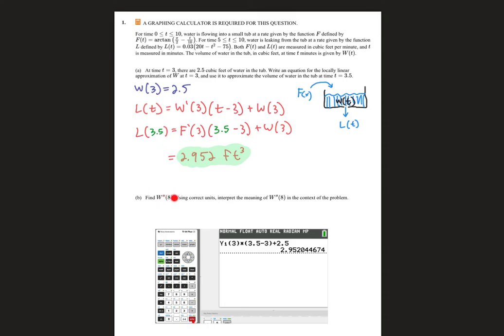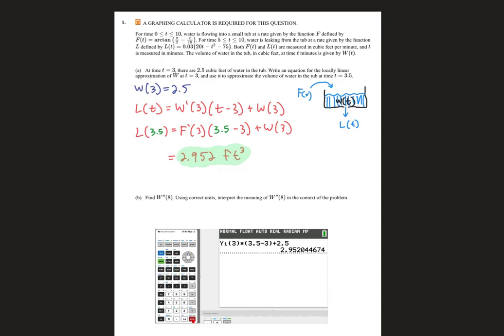Now they talk about how they want us to find the second derivative of W. And now they want us to find it at 8, so a different x value, and that actually matters. The fact that the first one was at t equals 3, there are different things going on at 8 than there were at 3, so we'll see in a second. So they say, using correct units, interpret the meaning of the second derivative of w at 8 in the context of this problem. So we'll find the second derivative of w at 8 and then interpret its meaning.